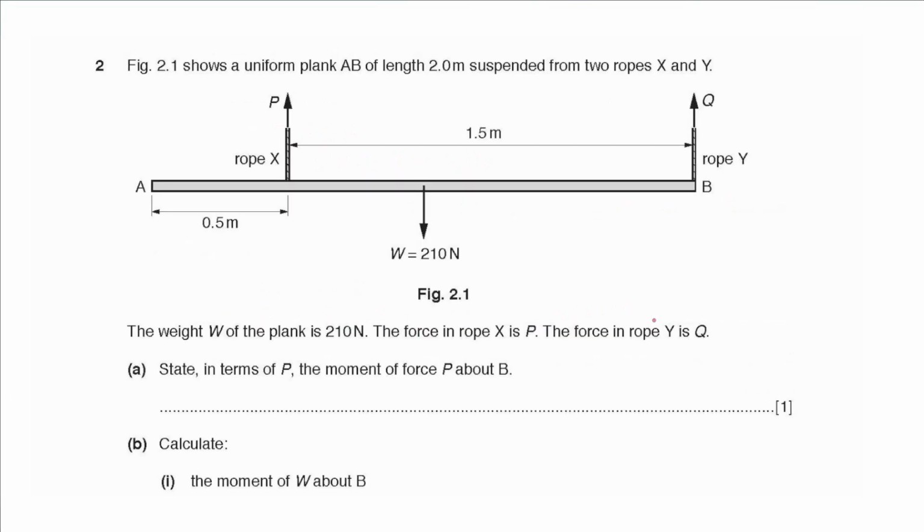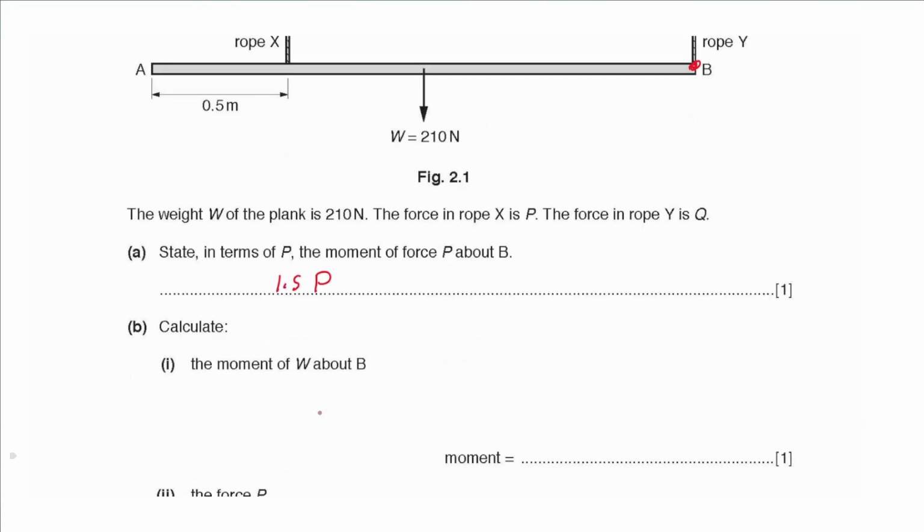Question 2 says figure 2.1 shows a uniform plank AB of length 2 meters suspended from two ropes X and Y. The weight W of the plank is 210 newtons. The force in rope X is P and the force in rope Y is Q. State in terms of P the moment of force P about point B. So we must say that the distance from this force to the point B is 1.5 meters, and the magnitude of the force is P. So force times distance, or distance times force, that is 1.5 times P.